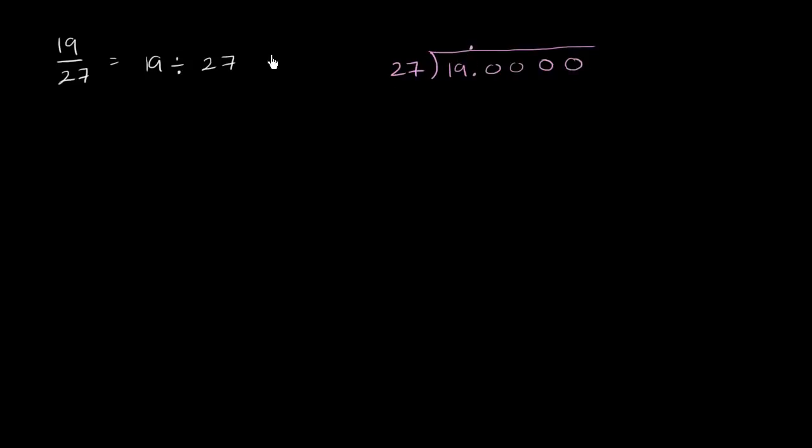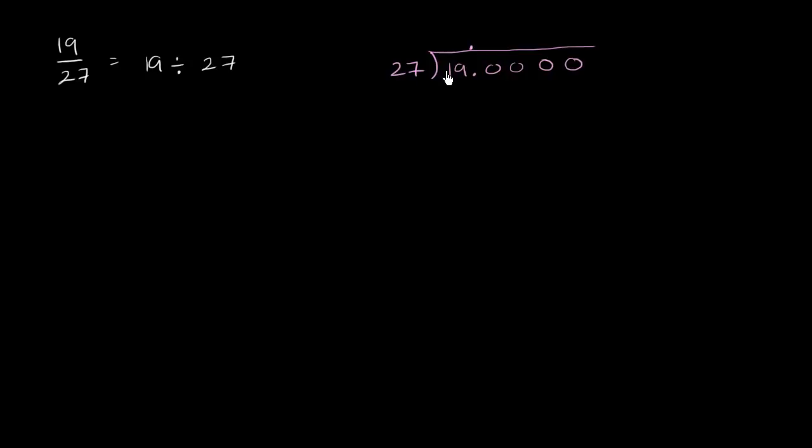So we want to express 19 over 27, which is the same thing as 19 divided by 27, as a decimal. So let's divide 27 into 19. We know it's going to involve some decimals because 27 is larger than 19 and it doesn't divide perfectly. So let's get into this.